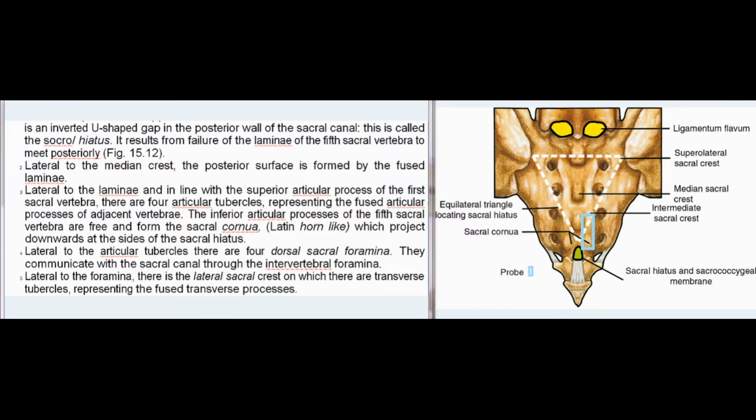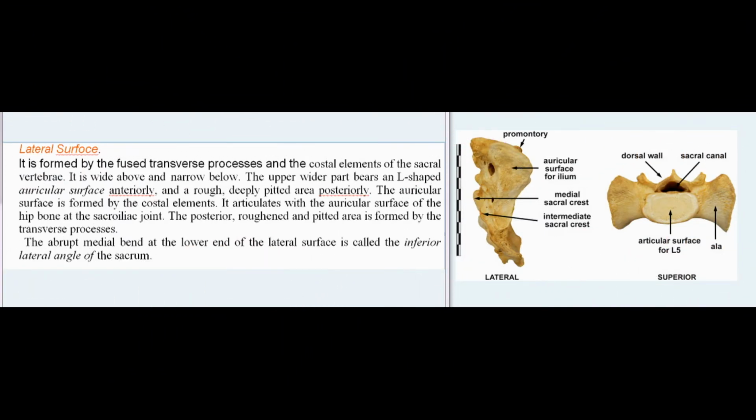4. Lateral to the articular tubercles there are 4 dorsal sacral foramina. They communicate with the sacral canal through the intervertebral foramina. 5. Lateral to the foramina, there is the lateral sacral crest on which there are transverse tubercles, representing the fused transverse processes. Lateral surface. It is formed by the fused transverse processes and the costal elements of the sacral vertebrae.